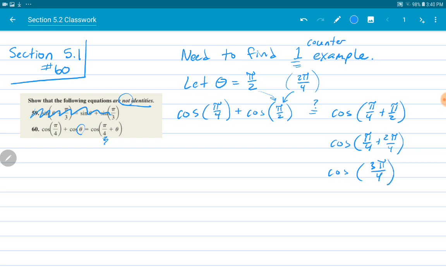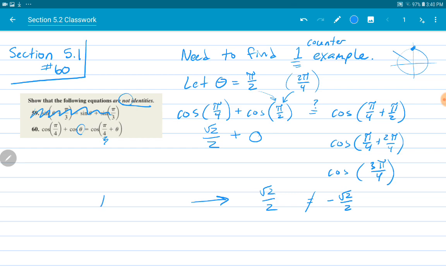If I look at my unit circle, cosine of 3 pi over 4 is over here, so x is going to be negative. So that's a negative radical 2 over 2. On the left-hand side, cosine of pi over 4 is positive radical 2 over 2. And cosine of pi over 2, that's the top of the circle, so cosine is 0 there. And I get a positive radical 2 over 2, and those are not equal. So that is a counterexample.